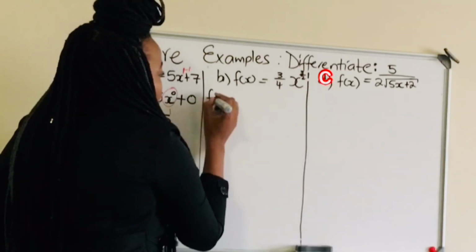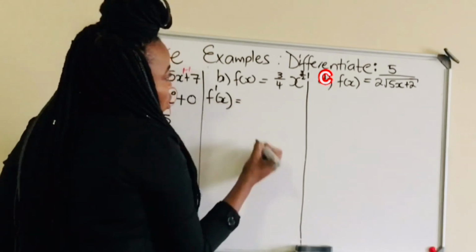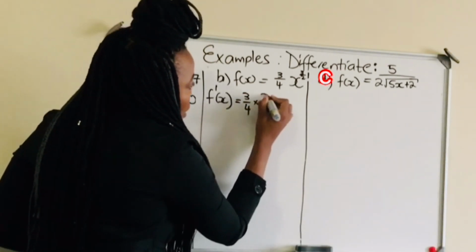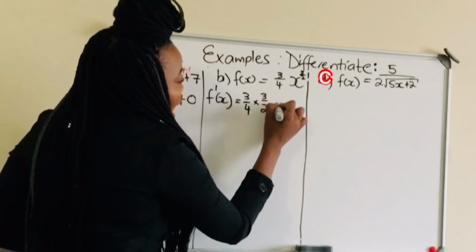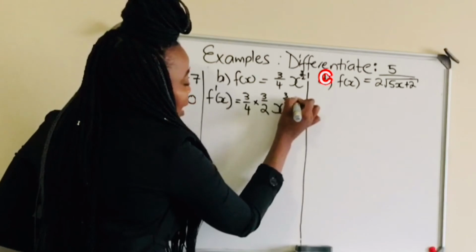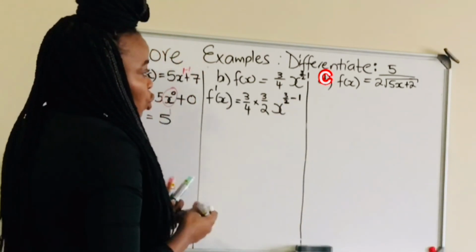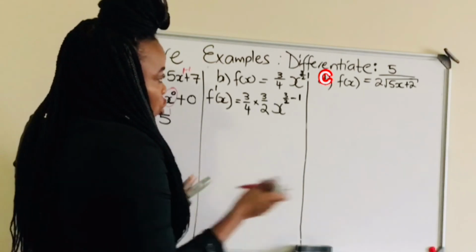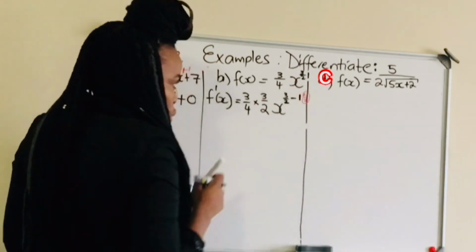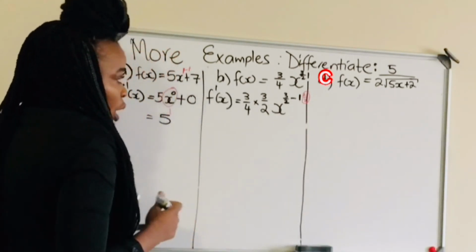So it means if you are to apply the constant power rule, f prime of x will be equal to the constant, which is 3 over 4, times the power, which is 3 over 2, x to the power 3 over 2, the power, minus 1. Because you see fractions here, I'm just going to say minus 2 over 2, because 1 and 2 over 2 are the same. Why am I saying 2 over 2? Because I see the denominator was 2. So I'm going to simplify this.